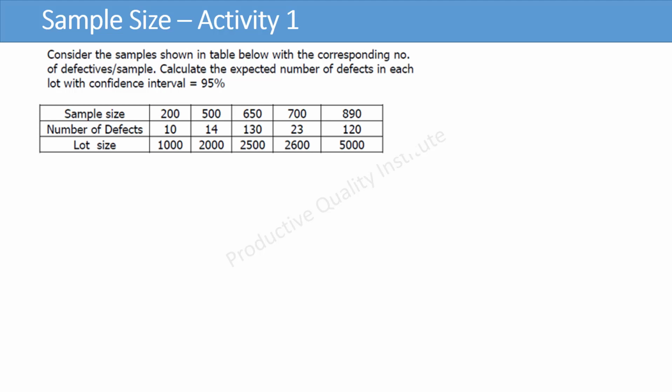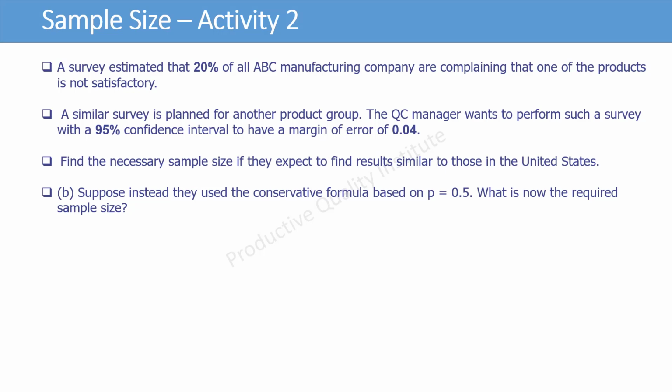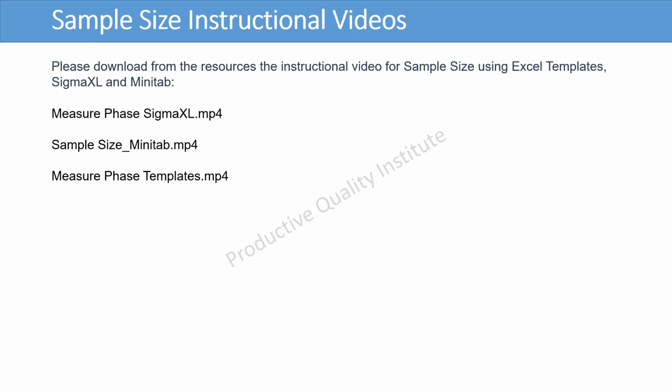Please perform the first activity and send your output by email for assessment. Please perform the second activity and send your output by email for assessment. Please download from the resources the instructional video for sample size using Excel templates, SigmaXL, and Minitab: Measure phase SigmaXL.mp4, sample size Minitab.mp4, measure phase templates.mp4.